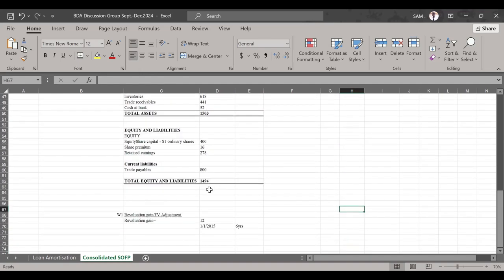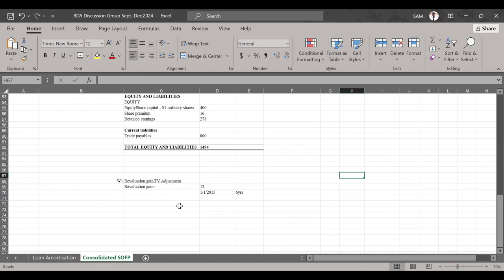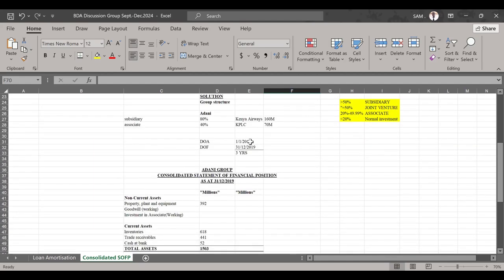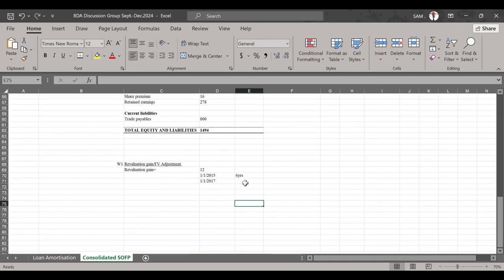That tells us that this revaluation gain, we have to subject it to depreciation, because now we know the date when these things were purchased. We are not looking at the date of financial statements, but the date of acquisition. Sorry, date of acquisition. We're talking about a subsidiary. When was the subsidiary acquired? Subsidiary was acquired on 1st of January 2017. Look at our group structure and you'll be able to see that.